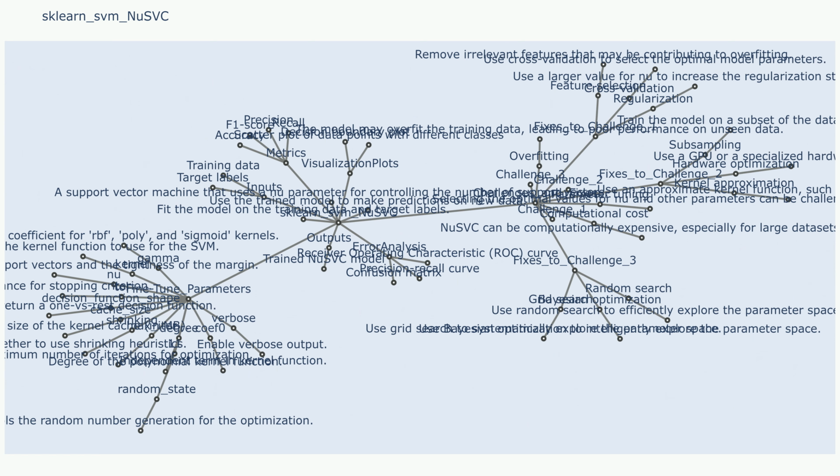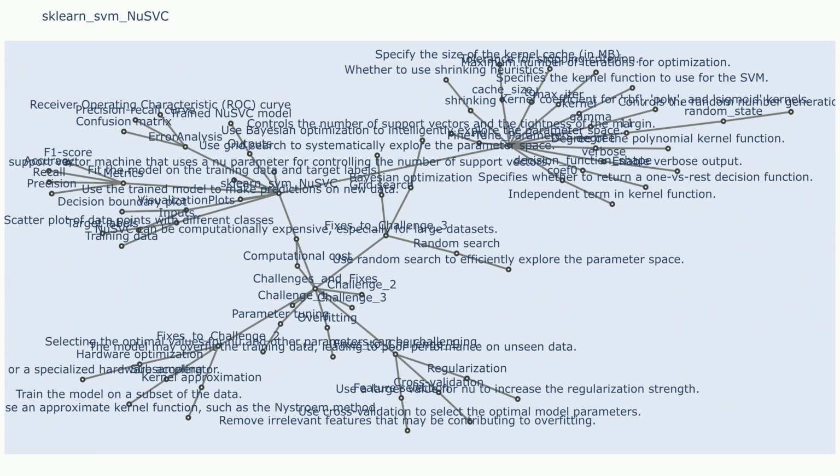Challenge 2: high dimensionality. If the data has a high number of features, it may be difficult to find a suitable separating hyperplane. Sample use case that resulted in Challenge 2: a NuSVC model trained on a dataset with thousands of features may struggle to find a good decision boundary. Fixes to Challenge 2: use feature selection or dimensionality reduction techniques to reduce the number of features. Consider using a different type of classifier that is better suited for high-dimensional data, such as a random forest or a gradient boosting machine.